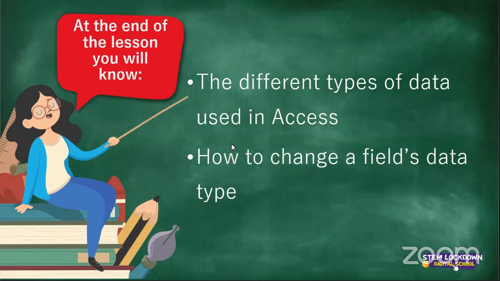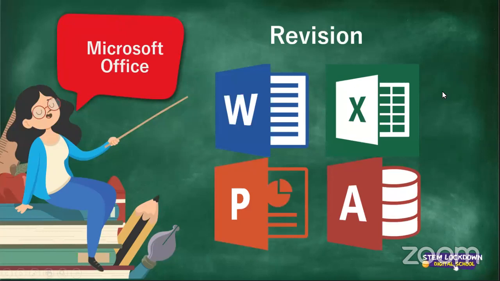The second thing we are going to look at is how to change your field's data type, and that's basically just what I mentioned right now. So there are 2 things that I'd like you to understand by the end of this lesson. Again, stop me and ask questions and we can interact and discuss any questions that you may have. The 4 programs that you need to know are Microsoft Word, Excel, PowerPoint, and then the last one, what we are focusing on today, Access.